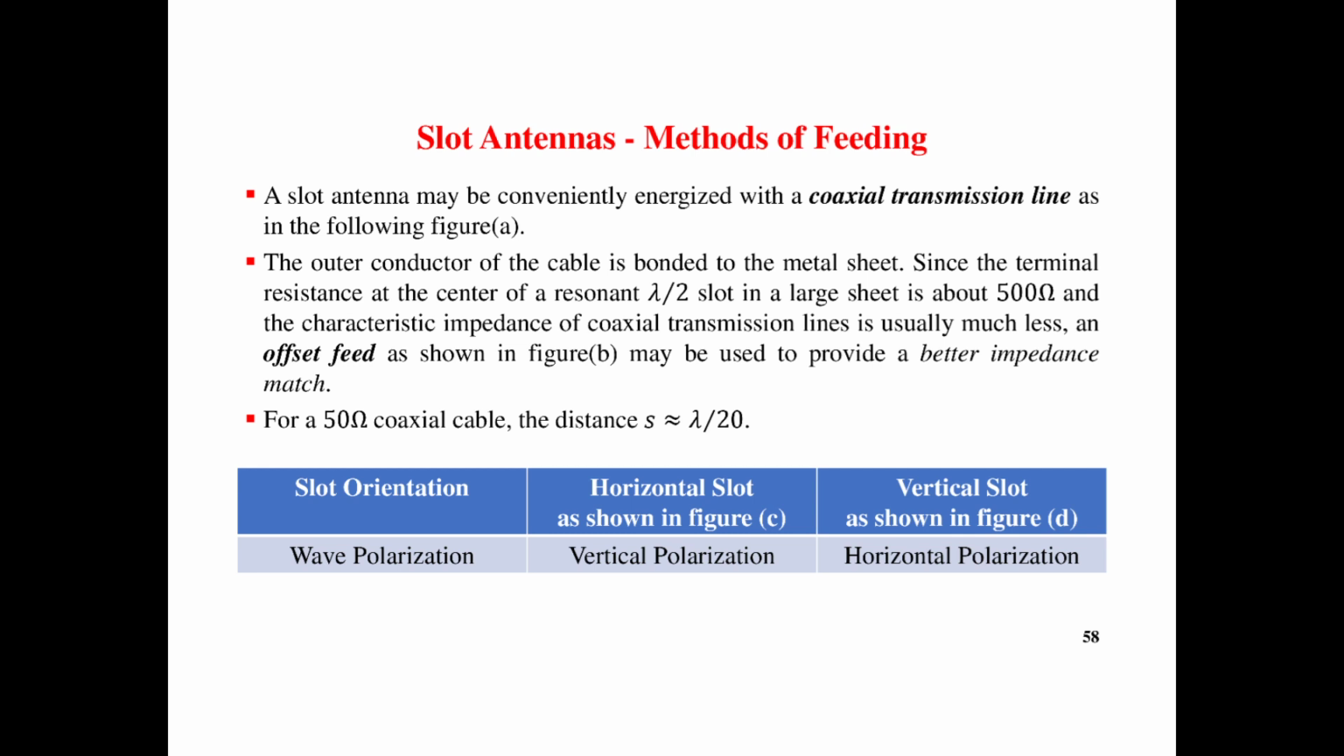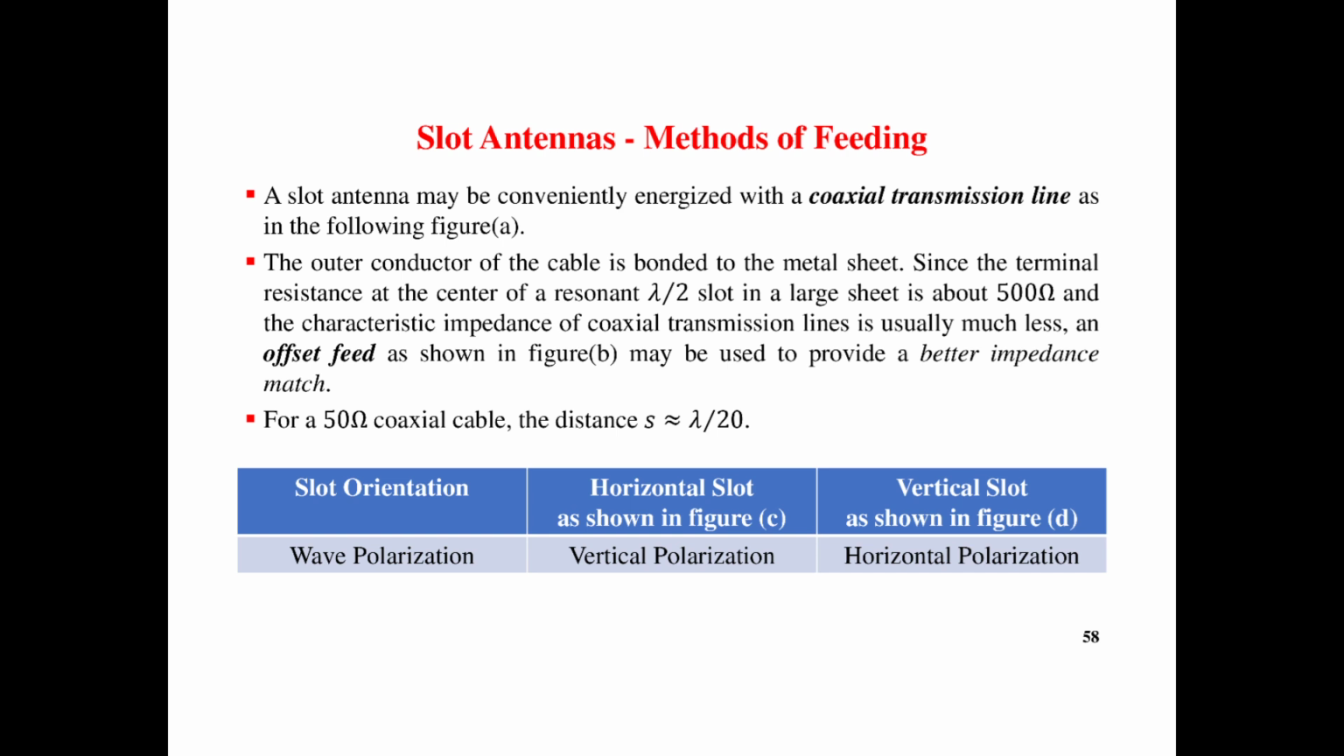Slot antenna: method of feeding. A slot antenna may be conveniently energized with a coaxial transmission line as shown in the figure. The outer conductor of the cable is bonded to the metal sheet. Since the terminal resistance at the center of the resonant lambda by 2 slot is large, about 500 ohm, and the characteristic impedance of the coaxial line is usually much less, an offset feed is used to provide better impedance matching. For a 50 ohm coaxial line, the distance S is lambda by 20.